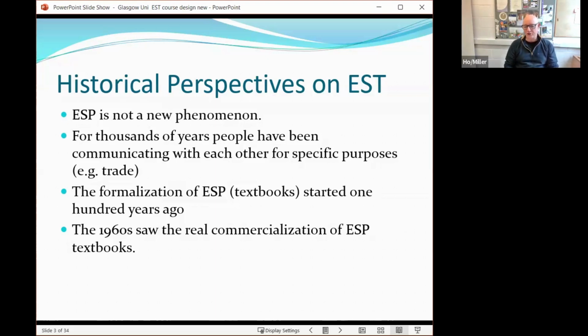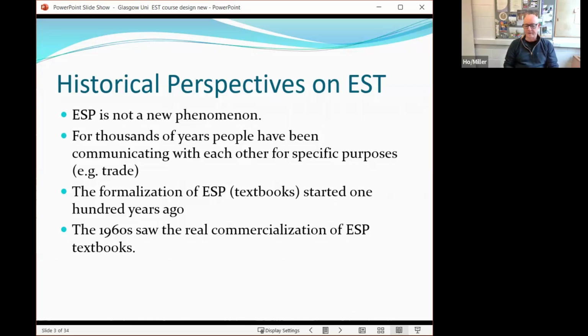However, the formalization of ESP started probably about 120, 130 years ago when textbooks started to be developed for teaching in classrooms. And that's where we can actually see what people were trying to do in the classroom in terms of teaching ESP. The real commercialization, of course, started around the 1960s.